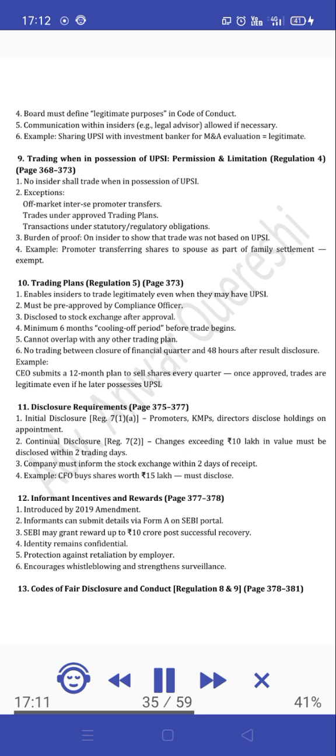378-1. Introduced by 2019 amendment. 2. Informants can submit details via Form A on SEBI portal. 3. SEBI may grant reward up to 10 crore rupees post successful recovery. 4. Identity remains confidential. 5. Protection against retaliation by employer. 6. Encourages whistleblowing and strengthens surveillance.